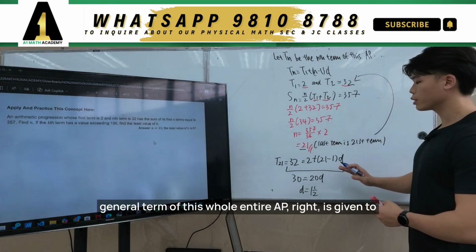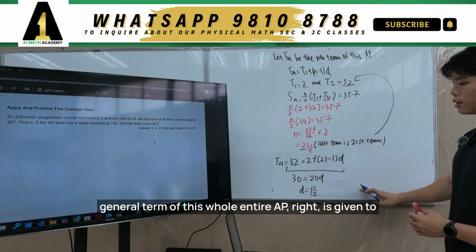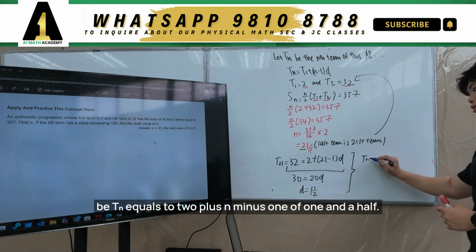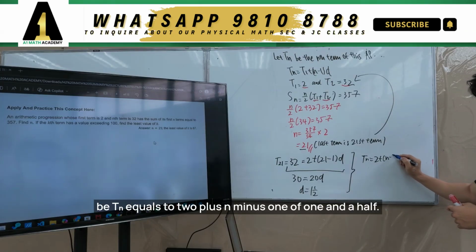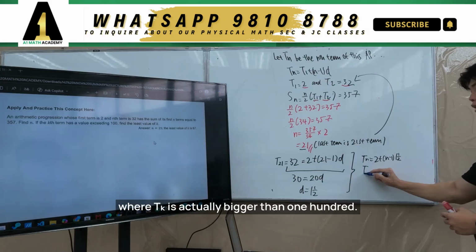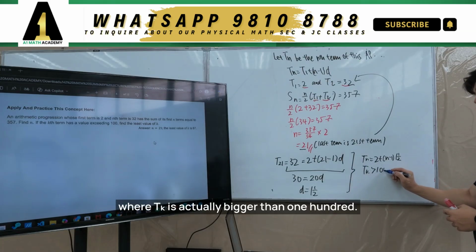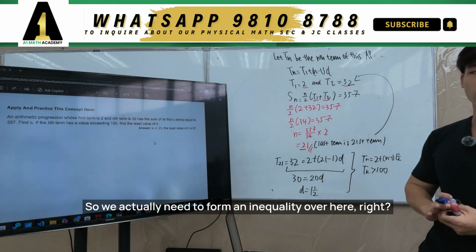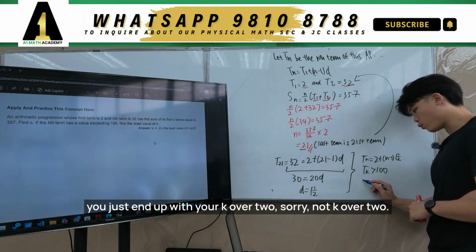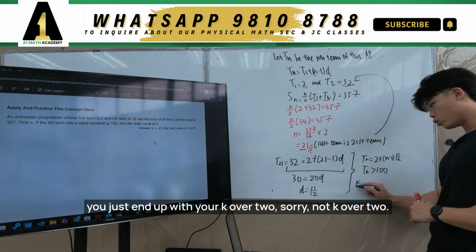Hence, the general term of this whole AP is given to be Tn equals 2 plus n minus 1 of 1.5. So we want to find out what is the k term where Tk is actually bigger than 100. So we actually need to form an inequality over here, right? And then when we form this inequality, you just end up with your k over 2, sorry, not k over 2.